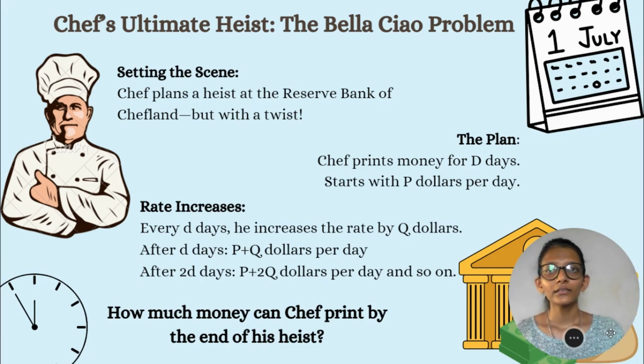Initially they are going to print the money at a certain rate, let's say p dollars per day. After a set of days they are going to increase the amount by q dollars per day, that will be p plus q dollars per day. And after another set of days, they are going to print the money at p plus 2q dollars per day. This goes on until the end of the heist.